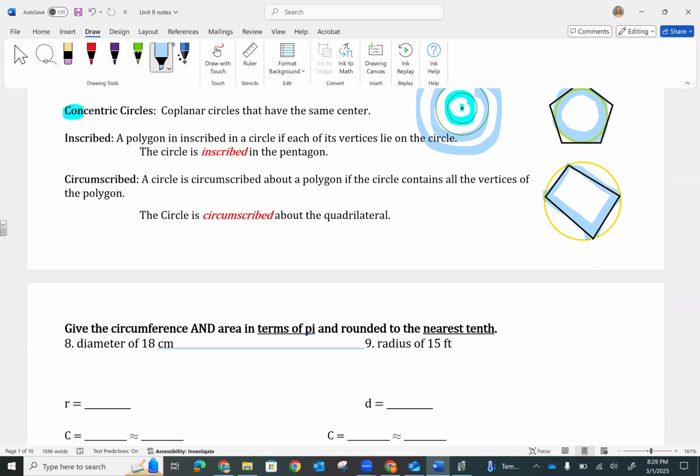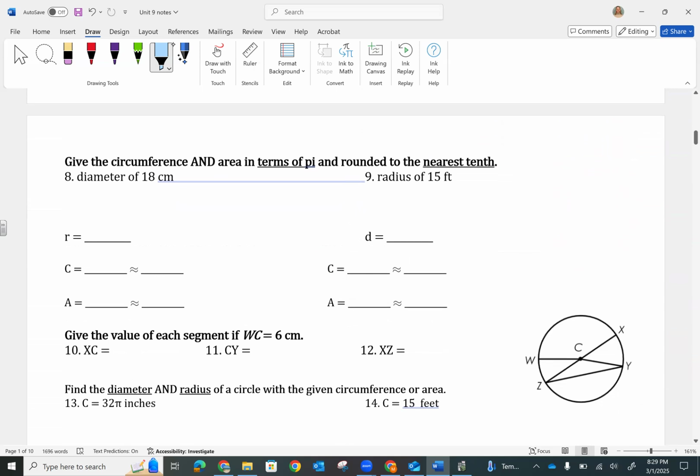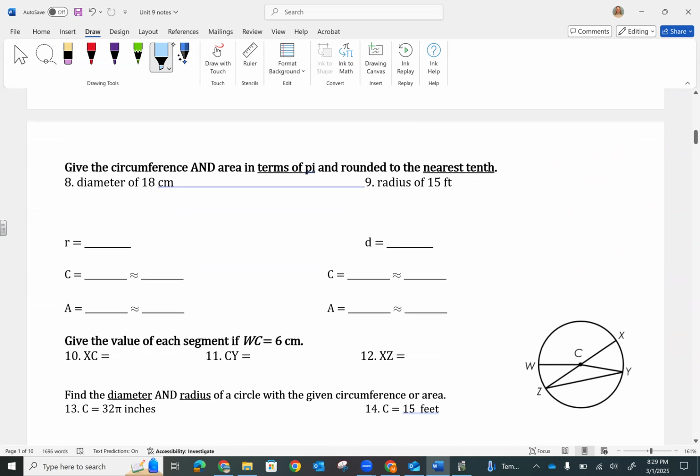Now, a review from probably middle school math: can you find the circumference and the area of circles? If the diameter is 18 centimeters, the diameter means all the way across, so the radius would be half that, 9 centimeters. To find the circumference, you're going to do pi d, the diameter times pi, and then we're going to label it.